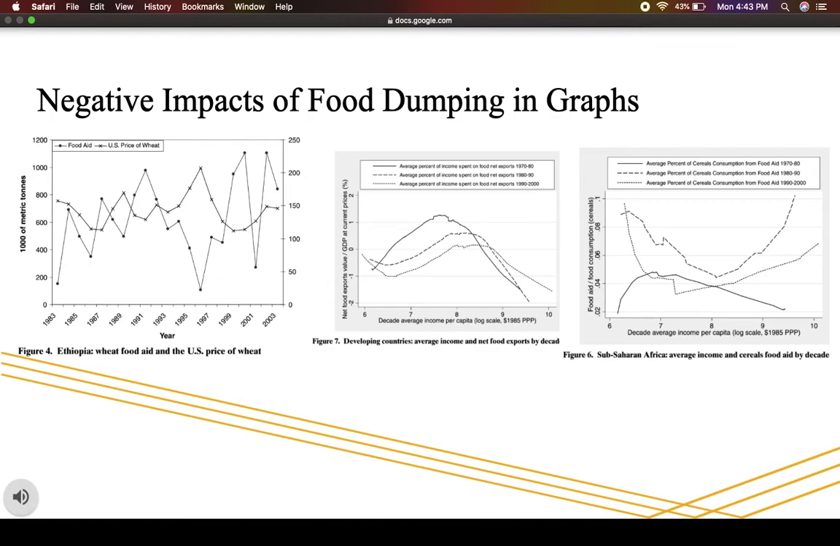The negative impact on local agricultural industries can be seen in Figure 7. From the period of 1970 through 2000, developing countries exported less food as their local industries were destroyed by food aid.